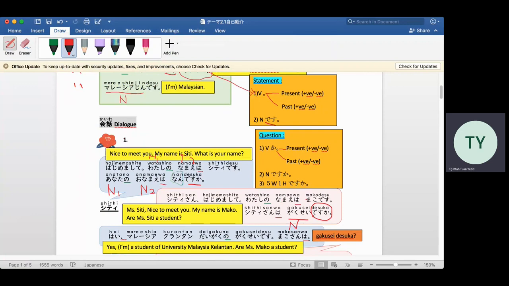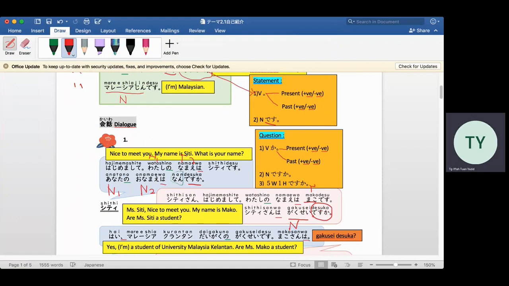Hai, next. Shiti-san, hajimemashite. Watashi no namae wa Mako desu. Okay, Mako is a noun, then you put desu. Okay. Shiti-san wa gakusei desu ka? Are you a student, Miss Siti? Gakusei is a noun. Siti-san is one noun and gakusei is another, so desu ka is used to end the question in a polite way.